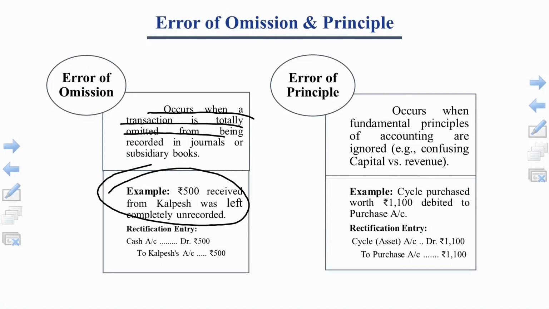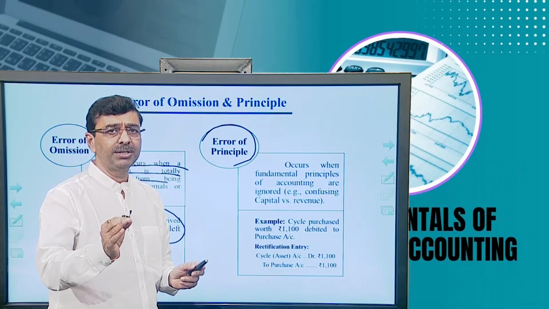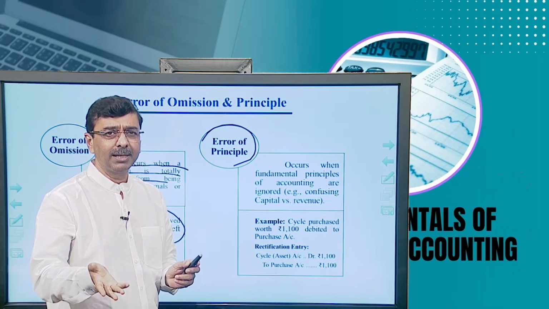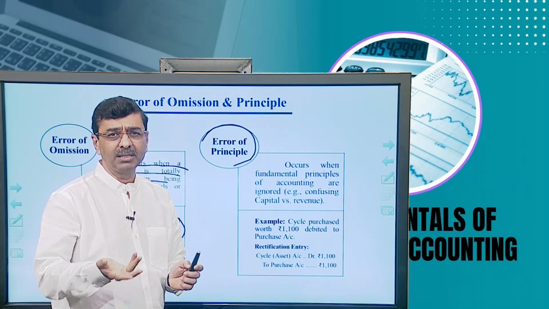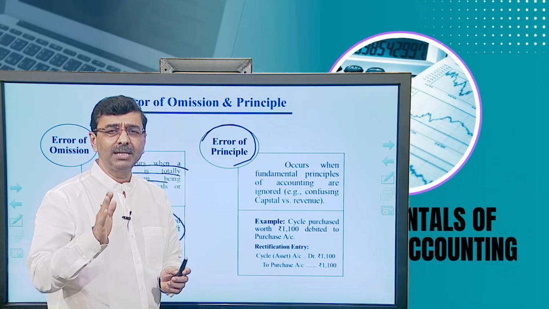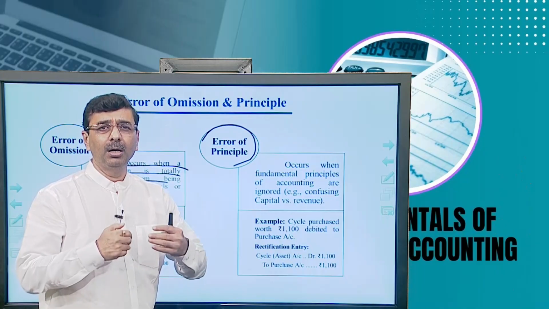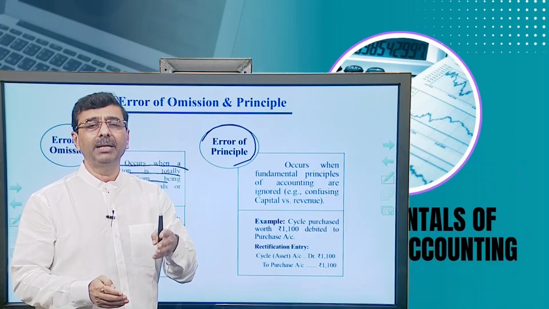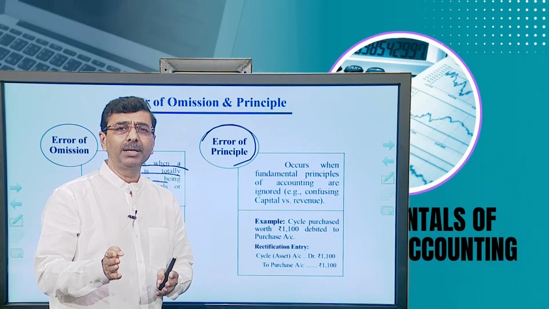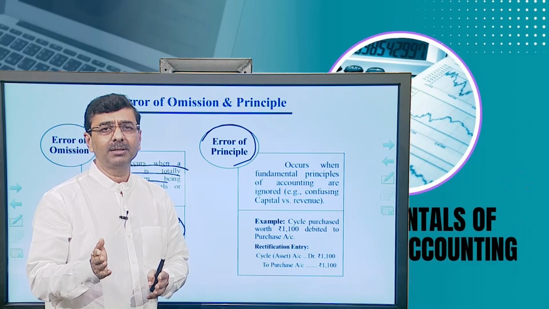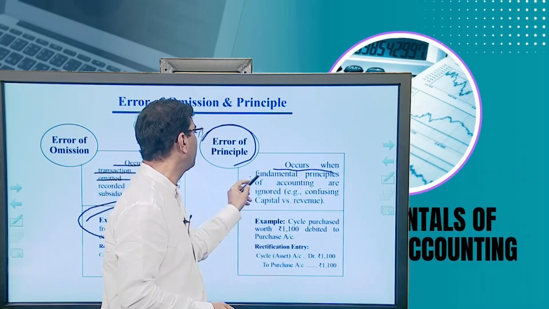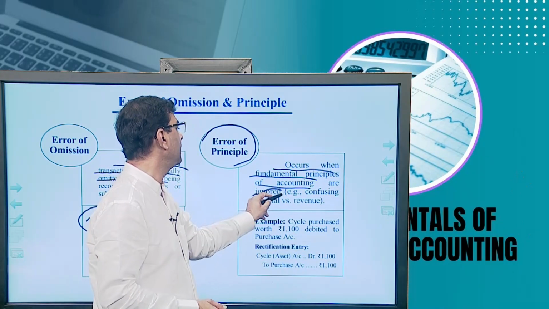So what is the solution for error of principle? Error of principle means the rules and regulations of accounting, the generally accepted accounting principles, concepts, conventions and provisions, which exist to explain how to write accounts in a systematic way. But suppose you ignore such things and do not write accounts systematically, then how will it be rectified? It occurs when the fundamental principles of accounting have been ignored.